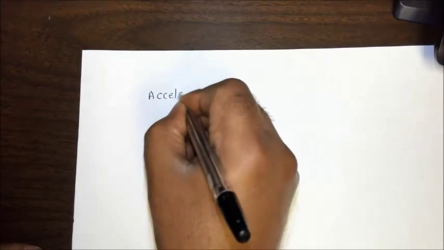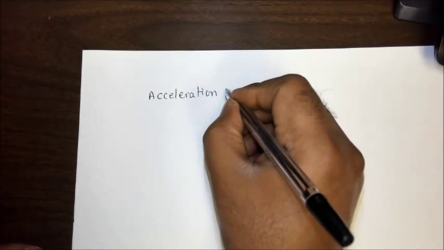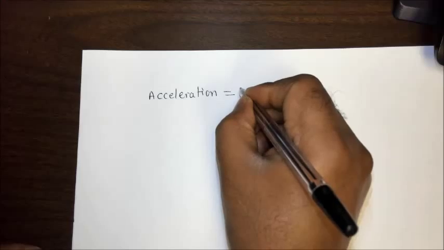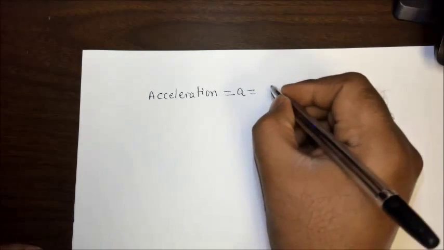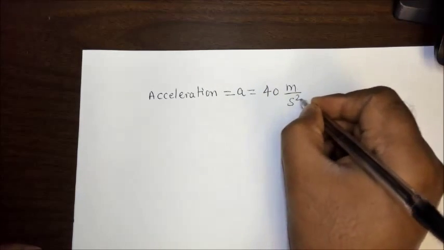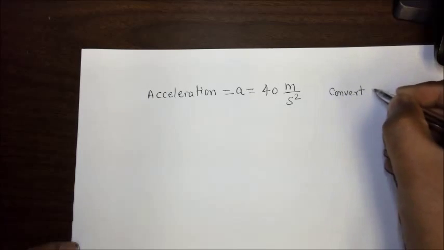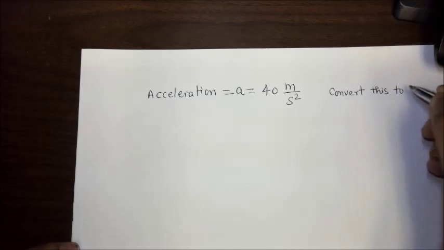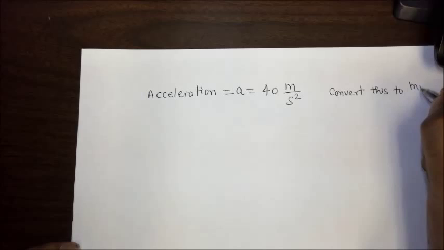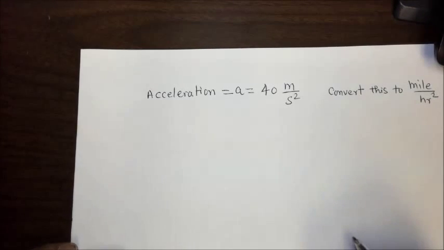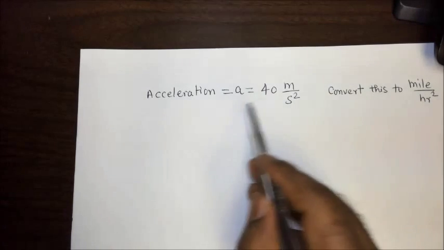Let's do one more example. Suppose the acceleration of some body which is moving, A is the symbol for acceleration, is given as 40 meter per second square, and convert this to mile per hour square. Change this to mile per hour square.